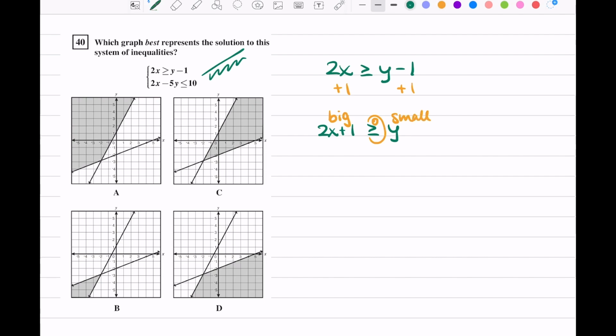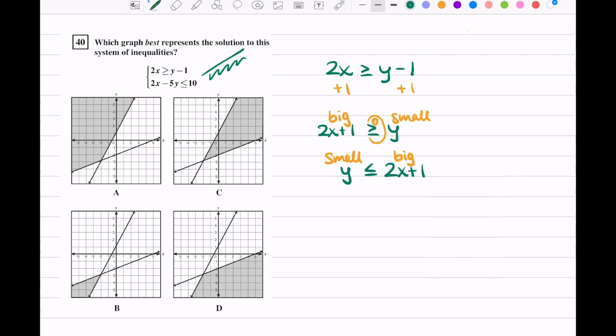If we want to write this inequality in the opposite order, with y on the left side and 2x plus 1 on the right side, we'll need to flip our inequality sign. So Pac-Man continues to face our bigger item. Now we have our small is less than or equal to our big. So this is saying the same thing as the line above. However, having the y on the left side lets us see that y equals mx plus b form.